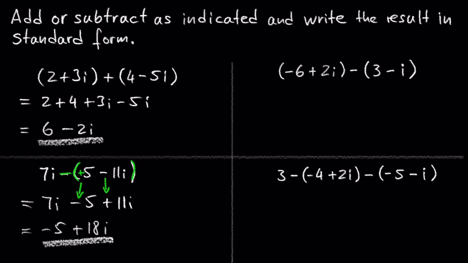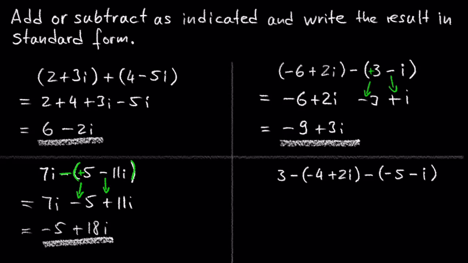Let's look at negative 6 plus 2i minus 3 minus i. Positive 3 becomes negative 3, and negative i becomes positive i. Negative 6 minus 3 is negative 9, and 2i plus i is 3i. So we get negative 9 plus 3i, and we are done with this problem.